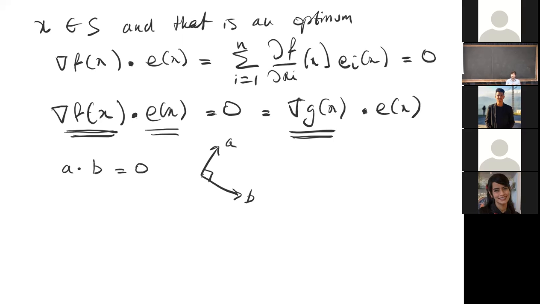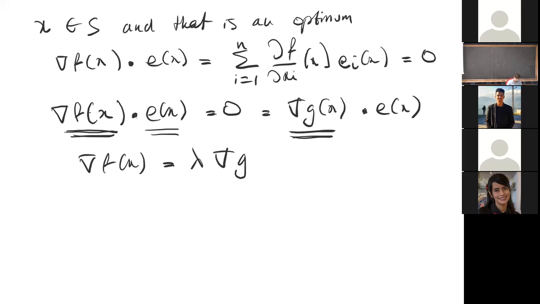No, they are collinear. So they point in the same direction. Maybe they have a different amplitude, a different norm, but they have to point in the same direction or the opposite direction. If you have vectors that are orthogonal to the same set of vectors, then they must be collinear. So this implies that the gradient of f is equal to lambda times the gradient of g, for some lambda that can be positive or negative, but they must be collinear, which means proportional one to the other.